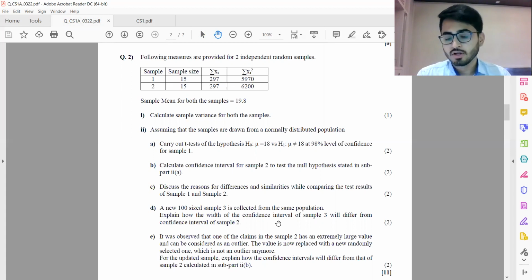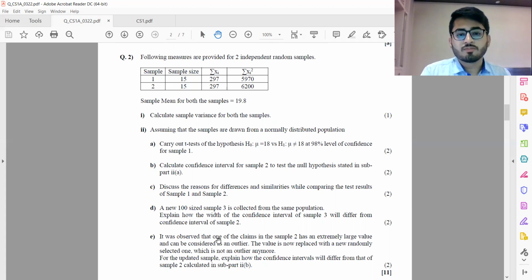So whether ultimately the width of the confidence interval of sample 3 would be less, more, or the same as sample 2, we cannot dictate. It will depend on the variance. If the variance of sample 3 is the same or less than sample 2, in that case definitely the width of the confidence interval for sample 3 would be lower. But in case the sample variance of sample 3 is higher than that of sample 2, any possibility could be there: the width could be the same, more or less, depending on the magnitude of the sample variance of sample 3.